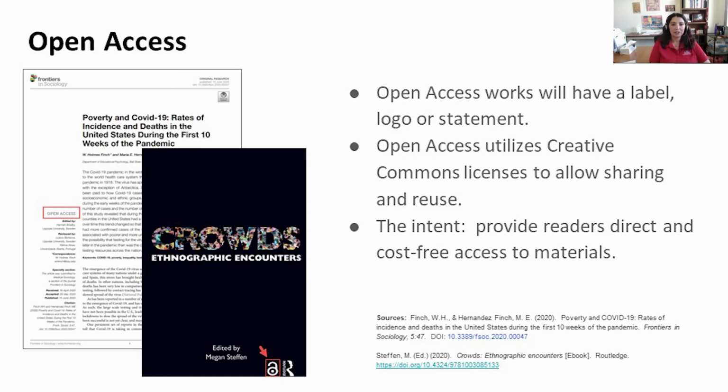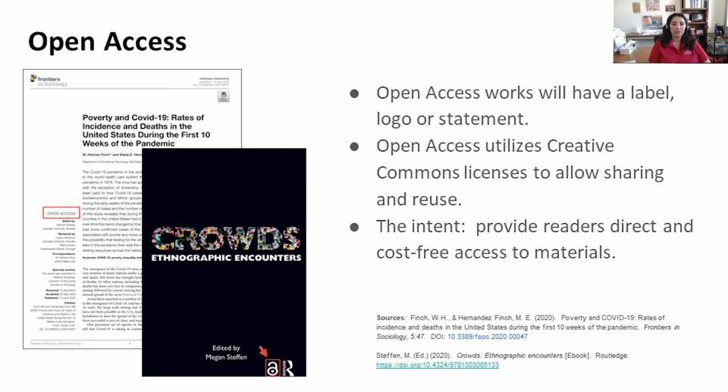So, open access works, like Creative Commons works, will have some sort of logo, statement, or label somewhere on the document. In this particular article I have here from Frontiers in Sociology, titled Poverty and COVID-19, in the left margin, they do indicate that it is an open access work. I did include the DOI so you can go directly to the article and see how they did that. And they also have an open access statement and Creative Commons license attached to it.